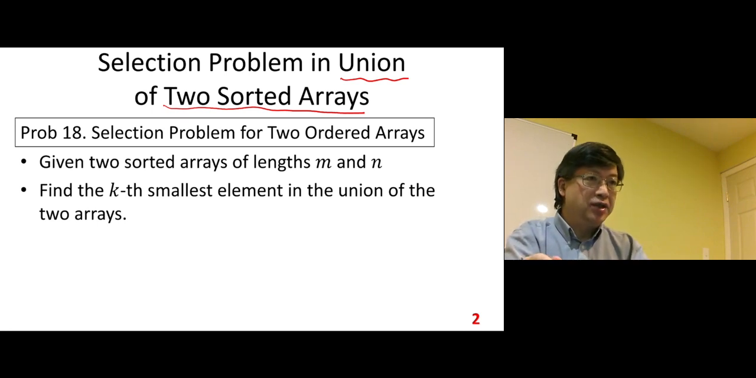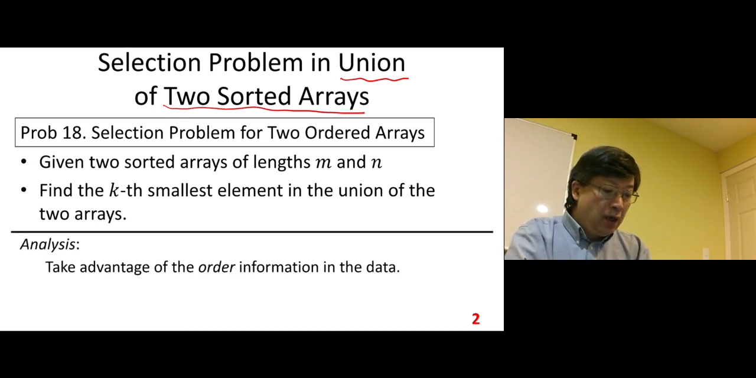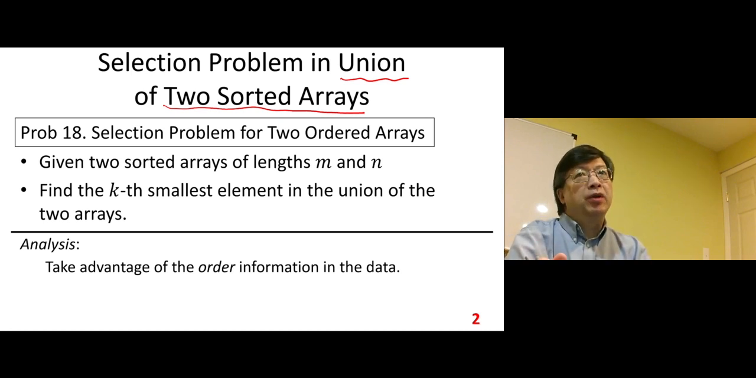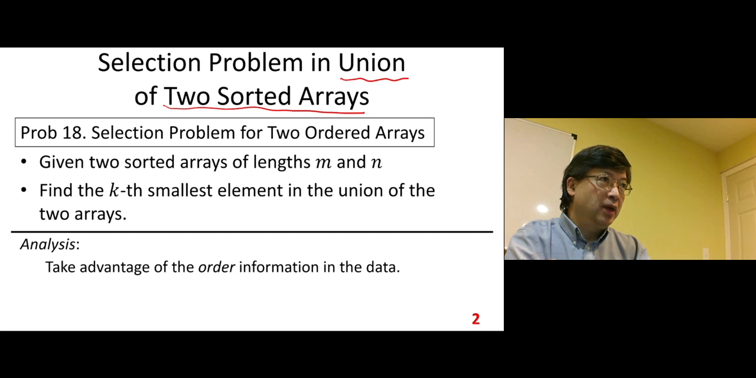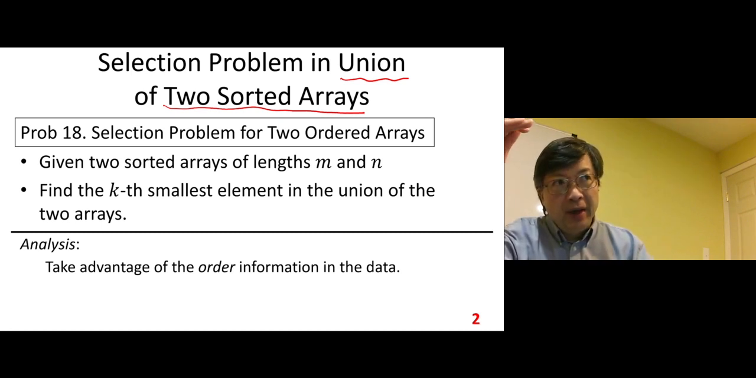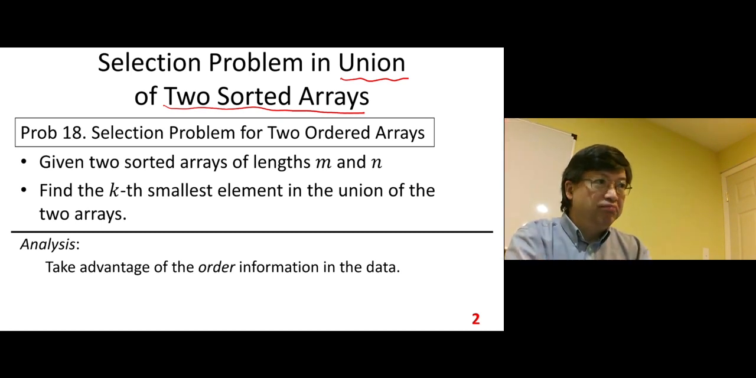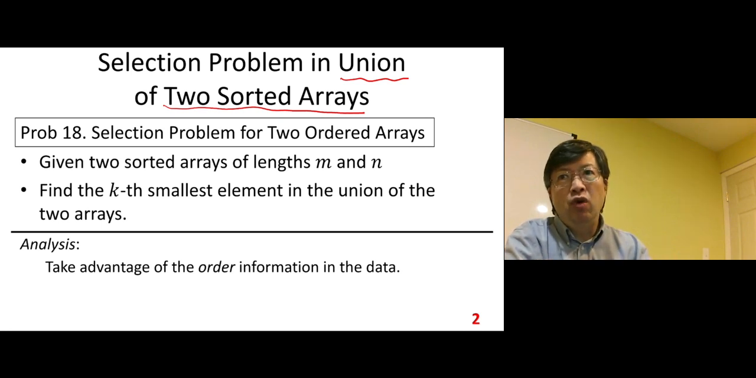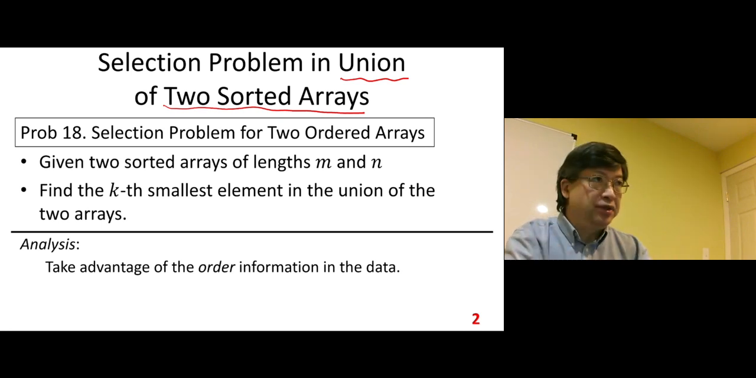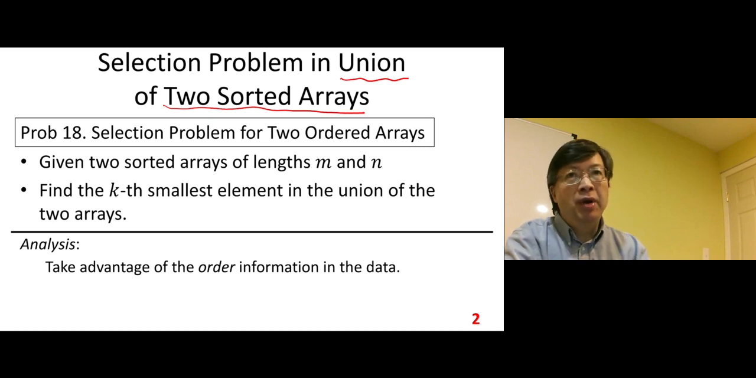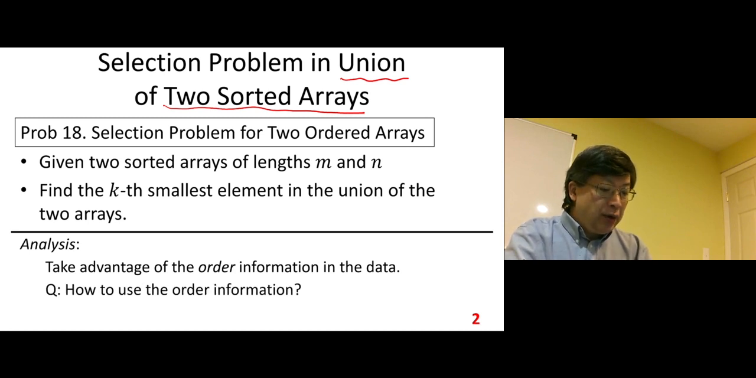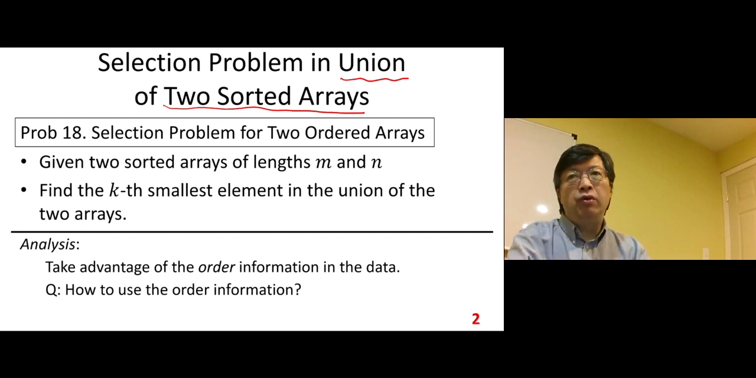So let's do some analysis. Take advantage of the order information in the data. The order is always very important. When you have ordered data, a natural way to work on your data is binary search, the most commonly used method. All right, the question: how to use the order information? Here we have two ordered arrays.